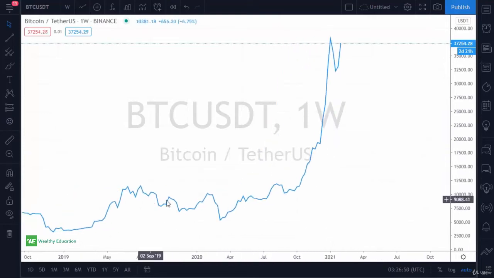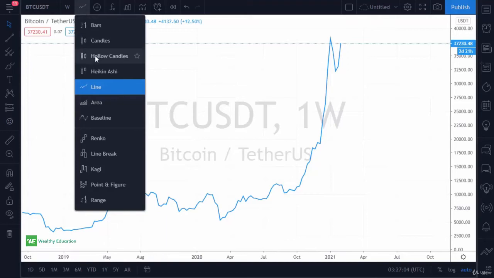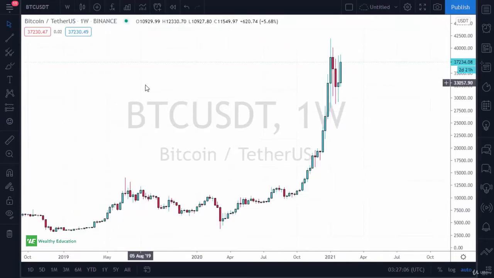So this line chart, that's what this is. It's just a basic chart like you've probably seen a million times in your life. Shows that we go up, we go down, we go up, we go down. We recently had a pullback, and then it seems like the bargain hunters came in and started buying. So I'm going to go back to the candlesticks.